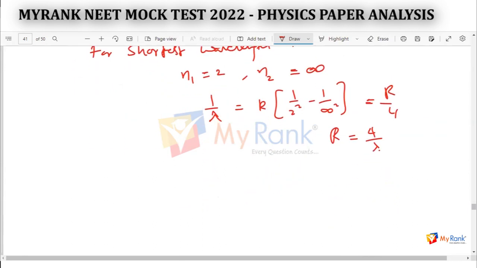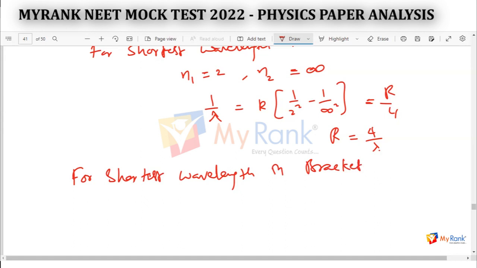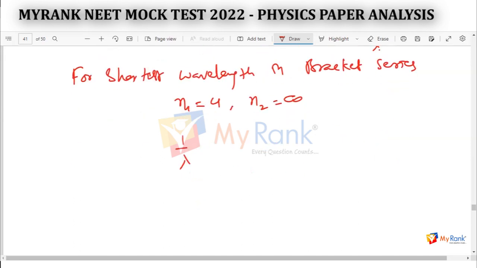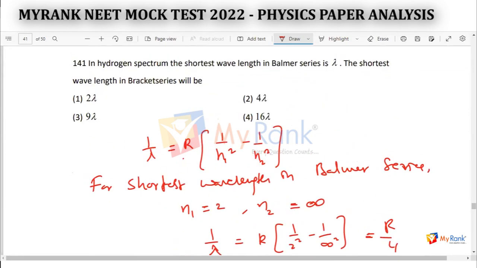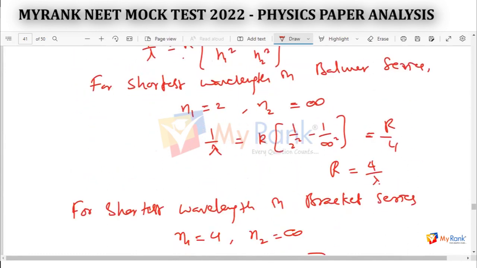And likewise for the shortest wavelength in the Brackett series, it happens for n1 equal to 4, students, and n2 equal to infinity again. So 1 by lambda dash, I'm calling this lambda dash here, is R by 16, students, isn't it? R by 16 can be written as 1 by 16, and R is nothing but 4 by lambda. So this is 1 by lambda dash. So lambda dash is nothing but 4 lambda. So the second option is correct, students. Next.